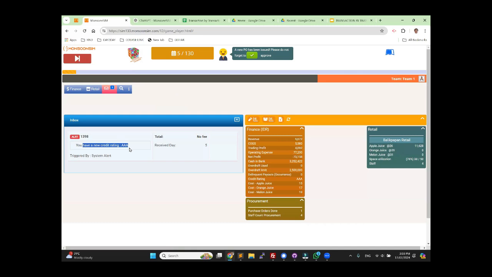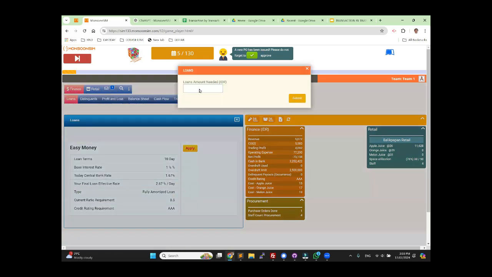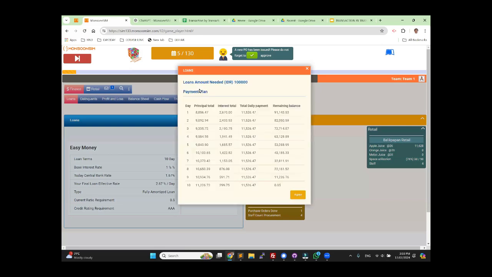So I'm good to go for a loan, right? Now I can go for a loan. I click the loan and I apply for the loan. Now I want to get, let's say, 100,000. Let's see if it's approved. Now, this is what I've been offered, right? There's a payment plan here because it's fully amortized. That means my daily payment is the same throughout the loan term. The only difference is that my principal is initially very small and at the end very high, and my interest is initially very high and at the end very low.